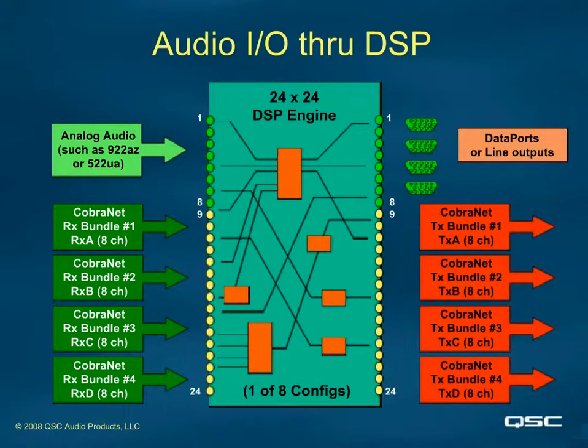Inside the DSP, any inputs can be routed to any outputs. The orange blocks you see here represent DSP functions such as mixers, filters, delays, and so on in the signal flow. Any analog inputs can be routed to CobraNet outputs and analog outputs, and any CobraNet inputs can also do the same. You can have 8 different mappings or configs stored in the basis device and recall those configs at will.